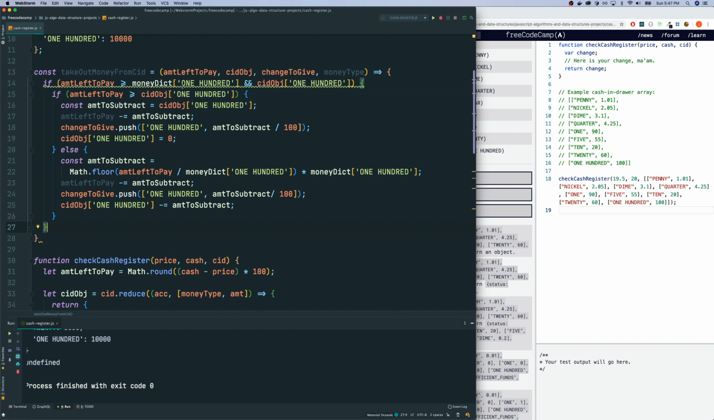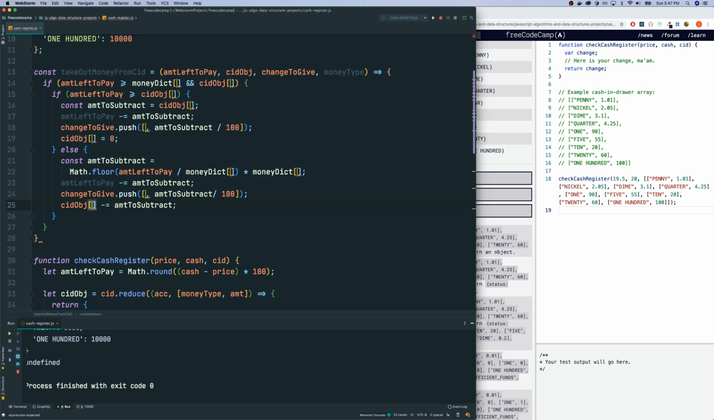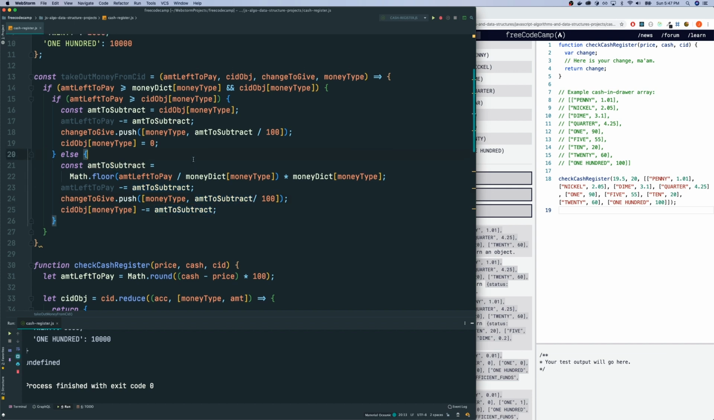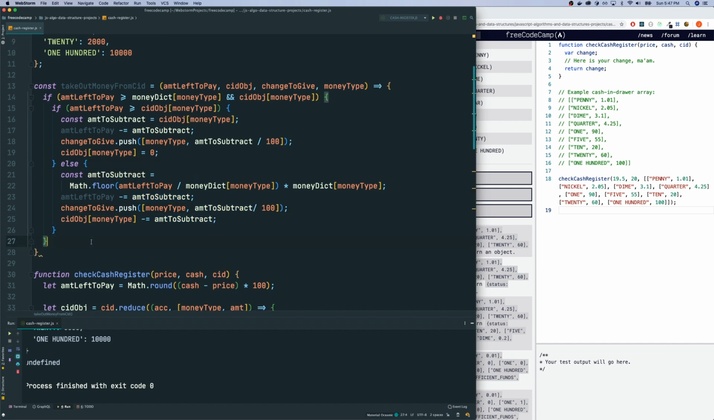Now we no longer want to reference these with the 100 string, but with this money type. So we have one here. If you're using VS Code, just highlight this and press Command D on everything until you get everything up to there. So we have 1, 2, 3, 4, 5, 6, 7, 8, 9, 10. Erase that and write money type. Hopefully you did that correctly.